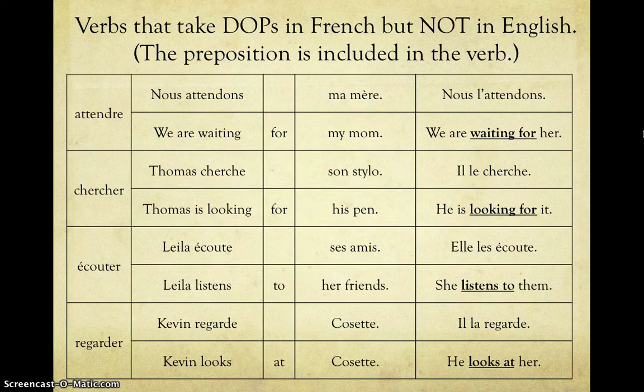So attendre, to wait for. Chercher, to look for. Écouter, to listen to. Regarder, to look at. So you don't need to add a preposition after these verbs, and they take DOPs instead of IOPs. So Thomas cherche son stylo, il le cherche. Leila écoute ses amis, elle les écoute. Kevin regarde Cosette, il la regarde.